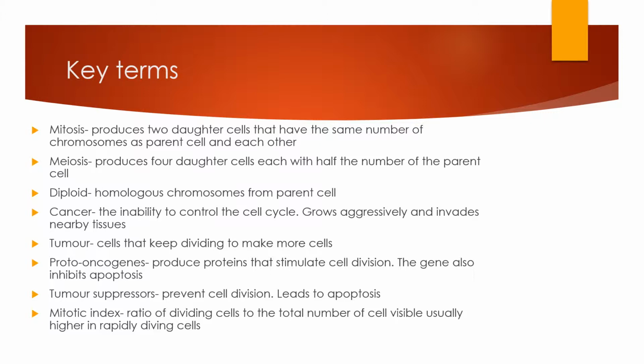Cancer is the inability to control the cell cycle; it grows aggressively and invades nearby tissues. A tumor is made of cells that keep dividing to make more cells.